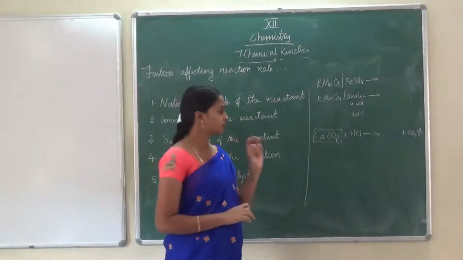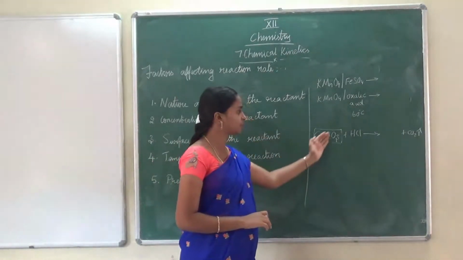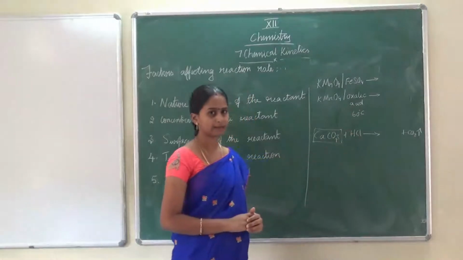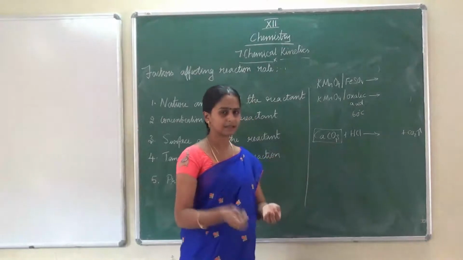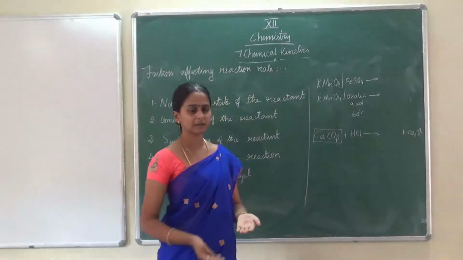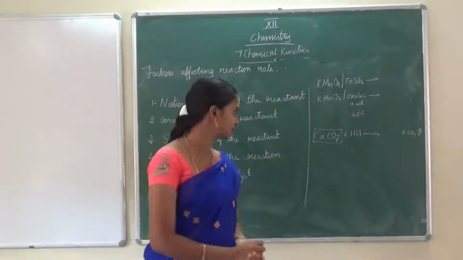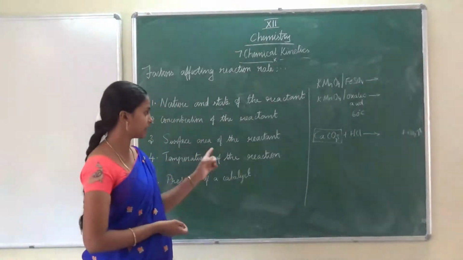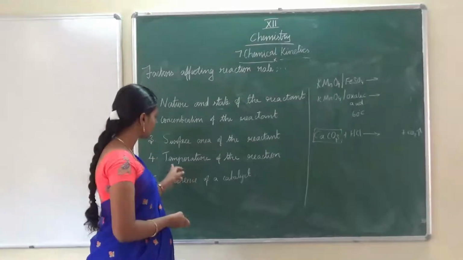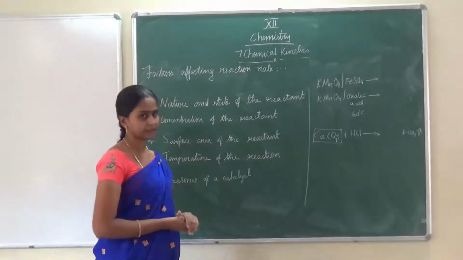So it takes more time to react with the hydrochloric acid. But in the form of powder, easily it will react. Suddenly, if you add hydrochloric acid, you will get brisk effervescence. So surface area of the reactant can affect the rate of the reaction. Then temperature of the reaction.